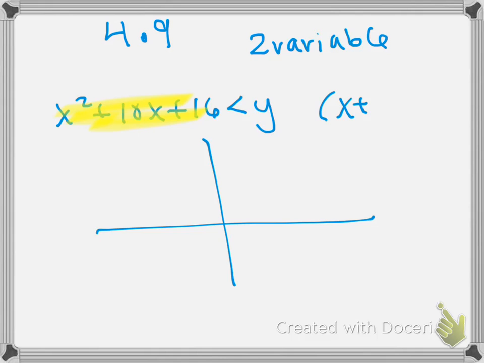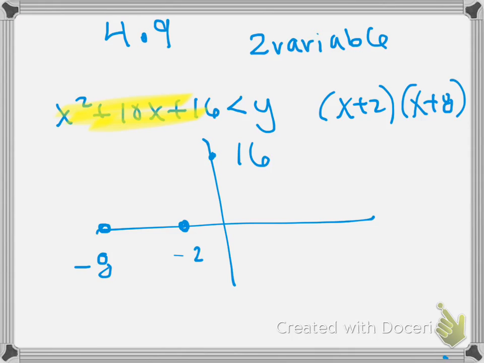I have x plus 2, x plus 8. So that tells me right away that I'm going to be at negative 2. I'm going to be at negative 8. I know that my y-intercept is 16. So I understand that I can graph this line right here. So why did I make my parabola dotted? Because it's not equal to, I make it dotted.